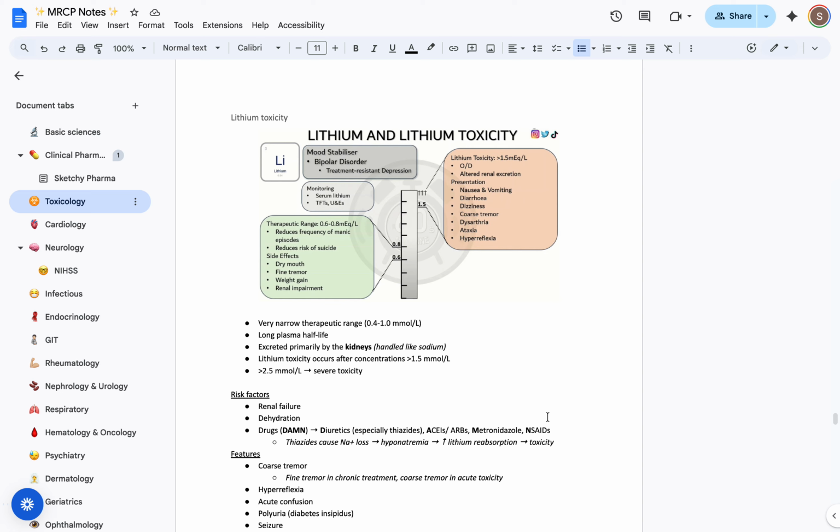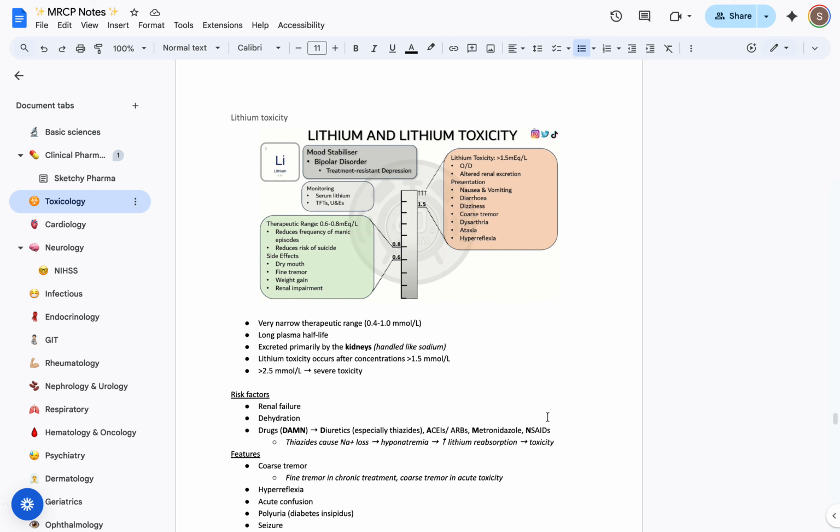What are the risk factors? Renal failure, dehydration, and drugs. Diuretics, especially thiazides. Thiazides cause sodium loss, and when there is sodium loss, there's increased lithium reabsorption and toxicity because lithium is handled like sodium. So when there is hyponatremia, there is lithium toxicity.